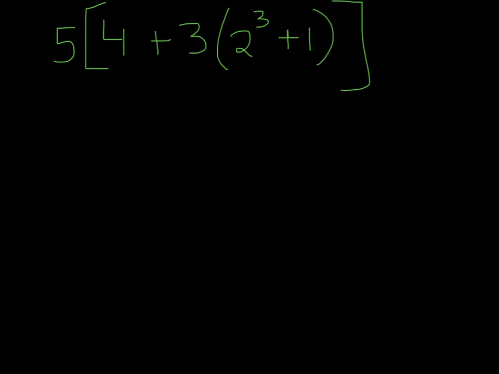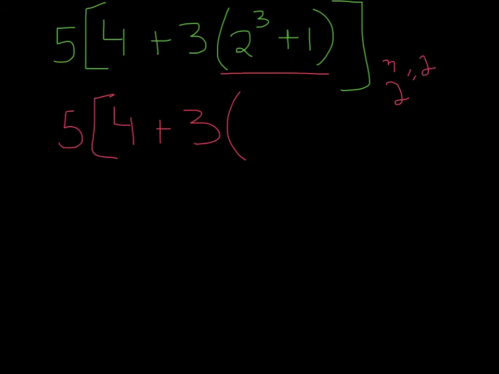Here's the second example. We have parentheses and we have brackets. Brackets are just when we have parentheses within parentheses, and you always want to go to the furthest inside parentheses, and we want to do those first. So let's bring down everything that we are not going to simplify yet. 5 times 4 plus 3 times, and now 2 to the 3rd plus 1. 2 to the 3rd, remember, means 2 times 2 times 2, which is 8, and then 8 plus 1 is 9.